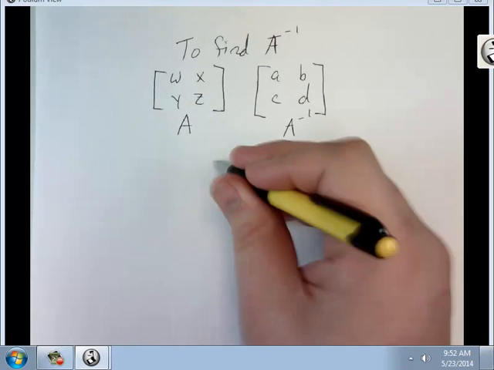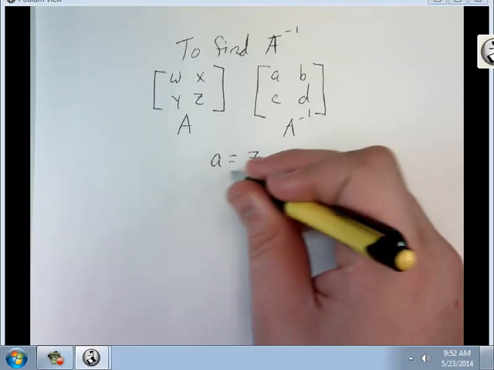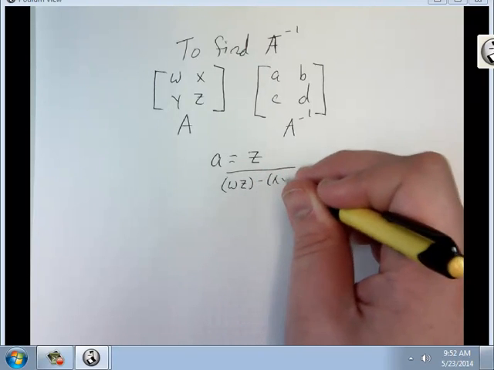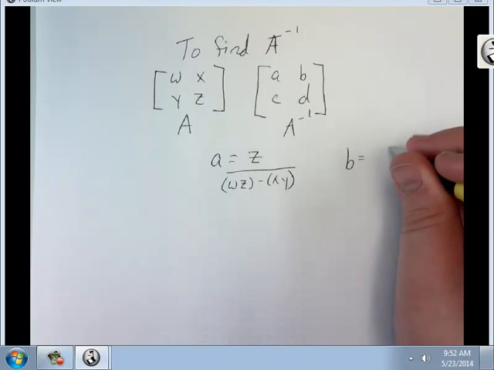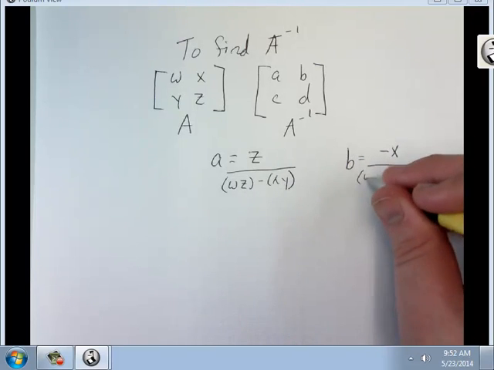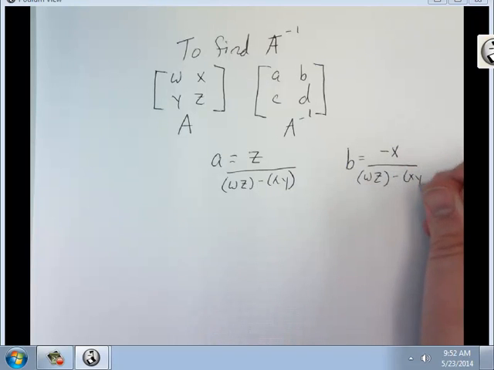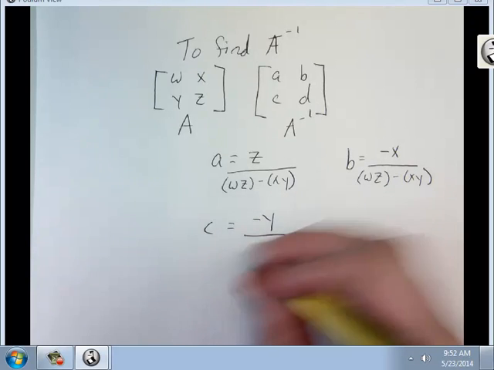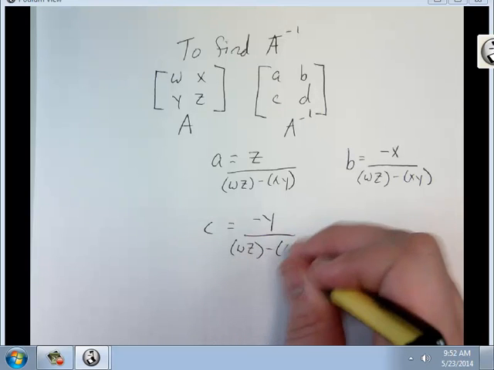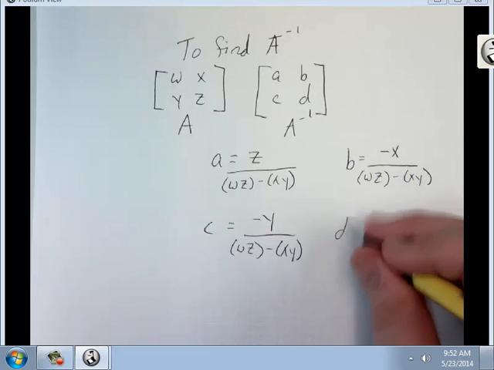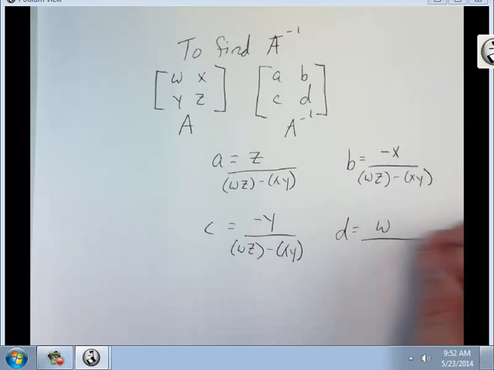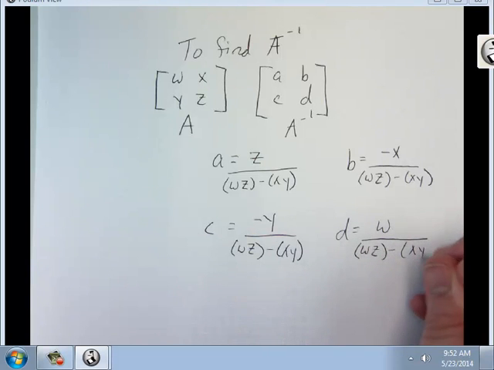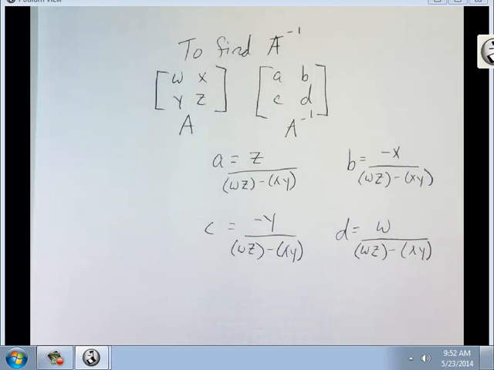So a is Z over WZ minus XY. b is negative X over WZ minus XY. c is negative Y over WZ minus XY. And d is W over WZ minus XY. Alright, so those are the formulas.